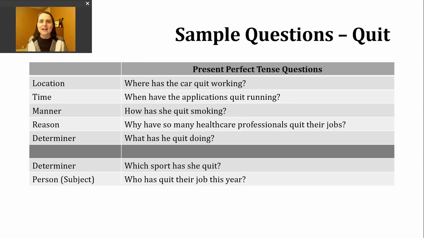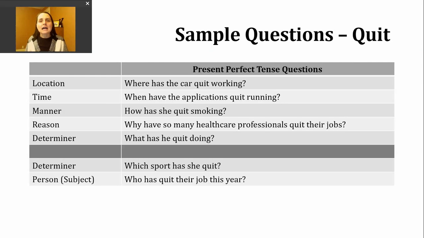Which sport has she quit? So maybe someone was telling a story and you didn't quite hear. So in asking this question, right, we're asking someone to make a choice. Was it soccer? Was it basketball? Was it something else?